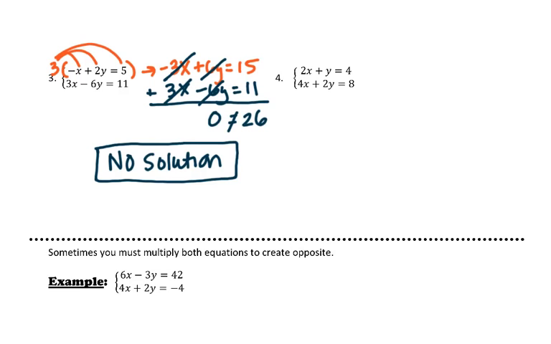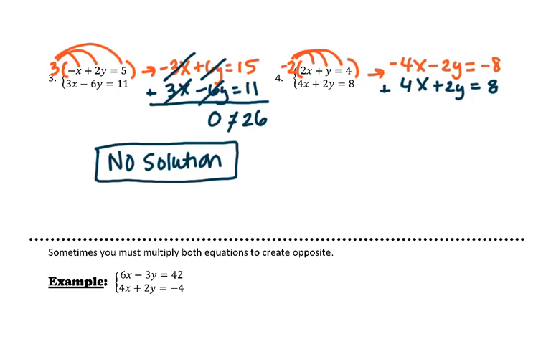So something similar is going to happen on number 4. Let's say I'm looking at the y's this time, and I say, hey, 2y would cancel out if this were a -2y. So I decide to multiply the top by -2. And that gives me -4x minus 2y equals -8. The bottom would remain unchanged. And I would combine. And I would say, yep, y's canceled out like I thought they would. But then my x's mysteriously cancel out as well.